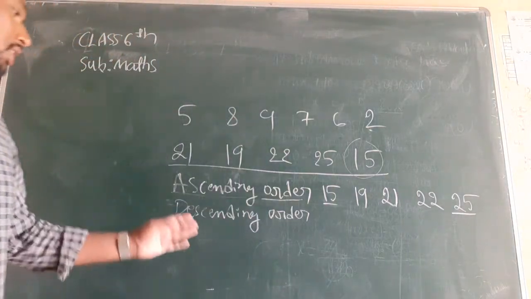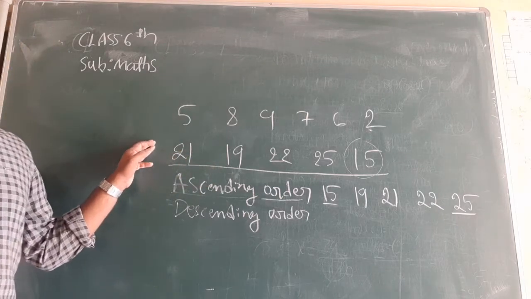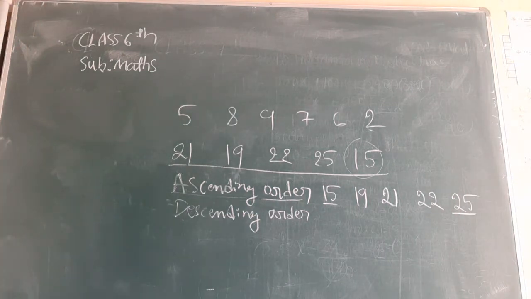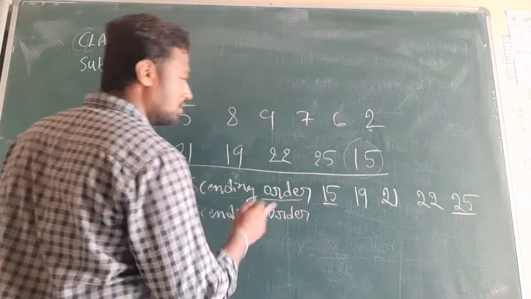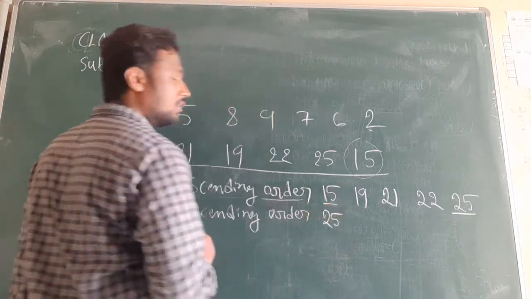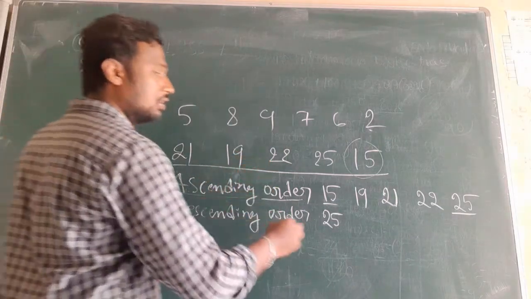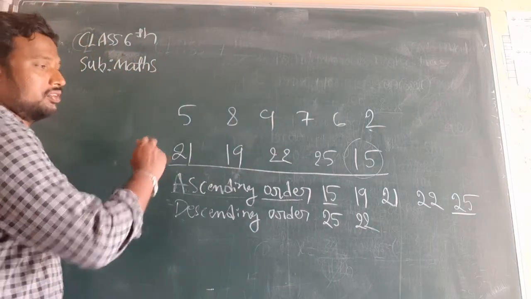Now let us see an example for descending order. We will consider the same example and write these numbers in descending order. Descending order is the arrangement of numbers from greatest to smallest. Tell me which is the greatest value here? 25, so first I will write 25. After 25, which is the greatest value? We have 22. Next, after 22, which is the greatest value? That is 21.